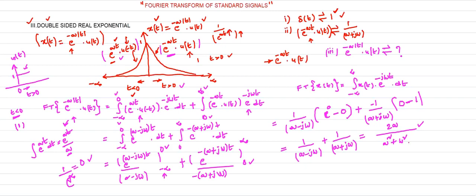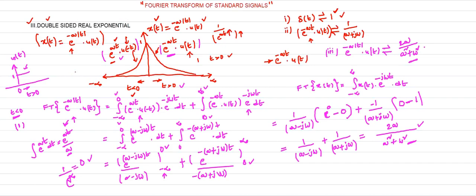So this is the answer for this double-sided real exponential signal, which is 2a by a square plus omega square. So the answer for the Fourier transform of the double-sided real exponential signal is nothing but 2a divided by a square plus omega square. So this is the answer for this problem, the double-sided real exponential signal.